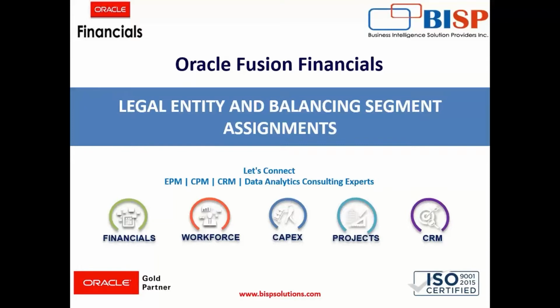The topic for today is legal entity and balancing segment assignments. When we have created our primary ledger, we link our primary ledger with our legal entities, and then we assign the balancing segment values to our legal entities.